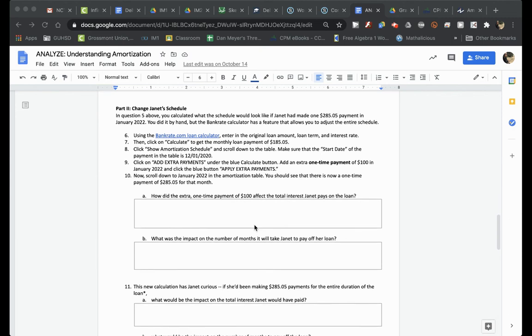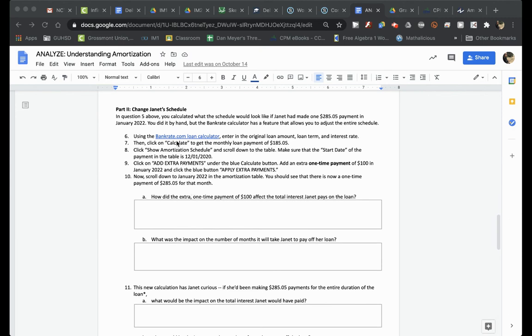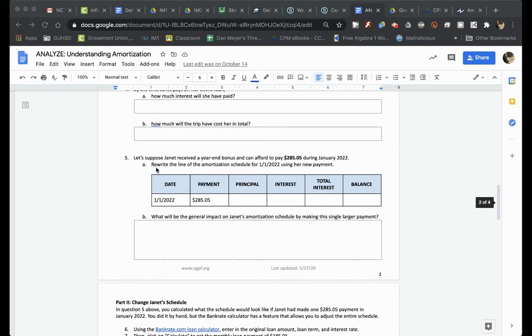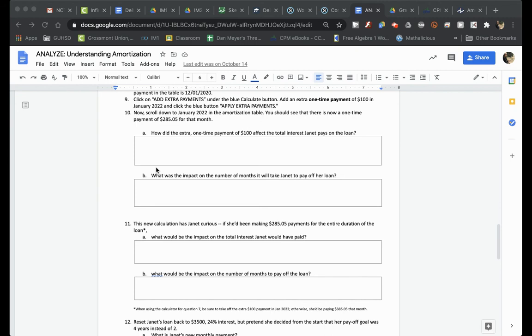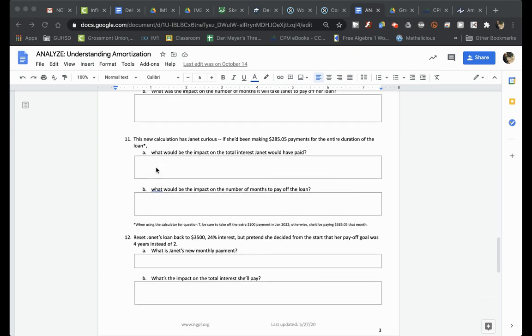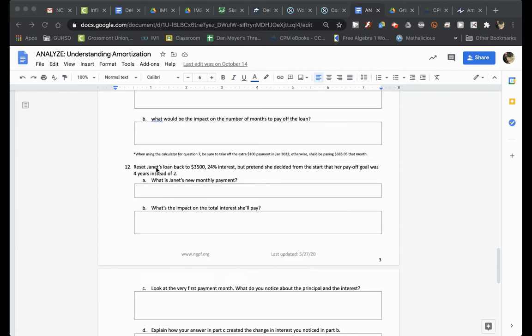Then in part 2, change Janet's schedule. So you're going to go through this process using the bankrate.com loan calculator. You're going to enter the original amount and mess with the different types of things. You're going to see what happens when you add an additional one-time $100 payment. And you're basically comparing this to what you had written above in 5. As you go through, you will answer questions based on the new information that you input.